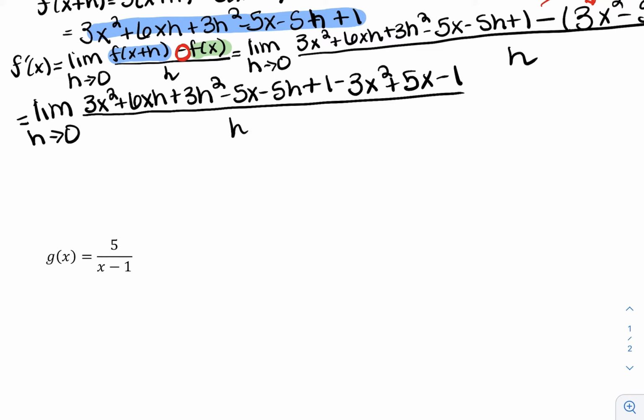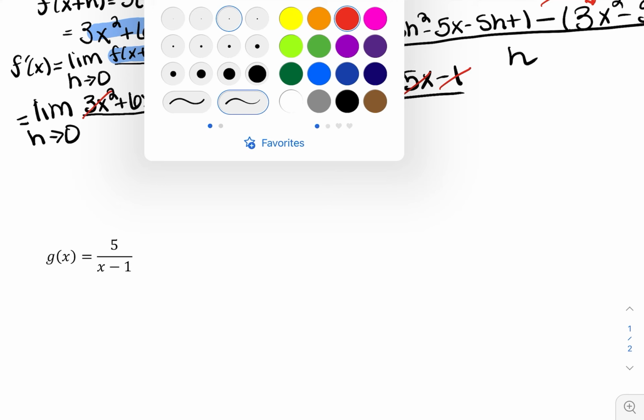And some magic is going to start to happen here. Maybe you remember from algebra. Things are going to cancel. So the 3x squared, the positive 3x squared cancels with the negative. Remember, it can only cancel when they're opposite sign. The negative 5x cancels with the positive 5x. And the positive 1 cancels with the negative 1.